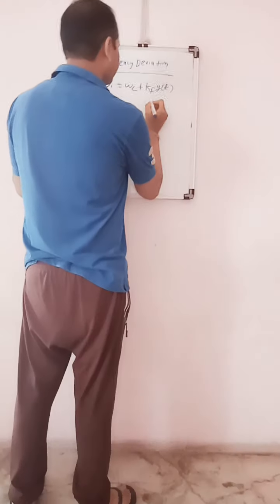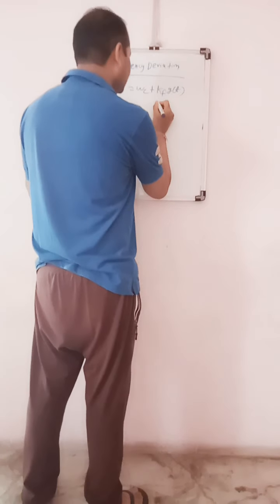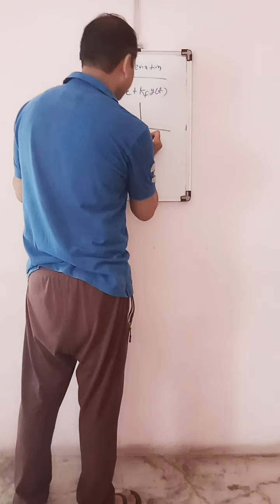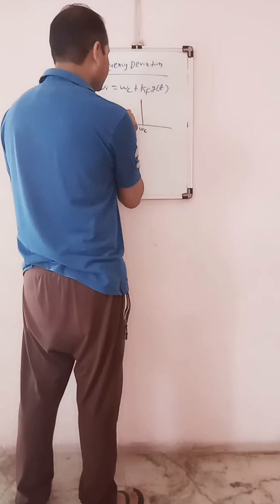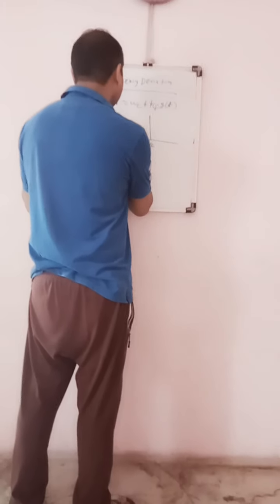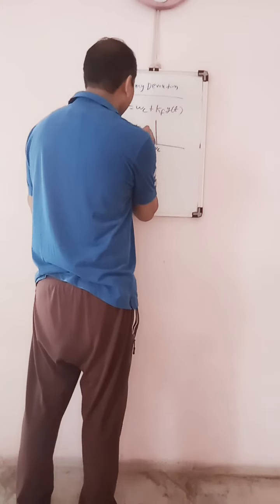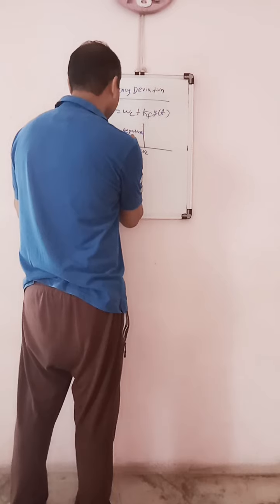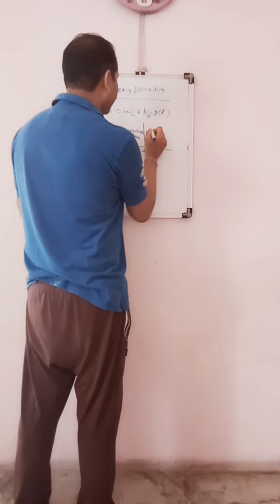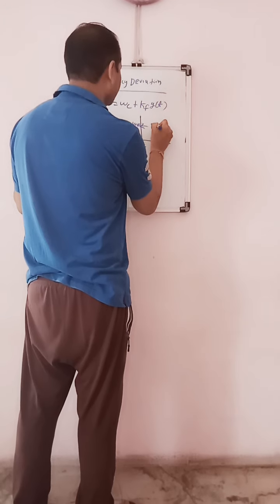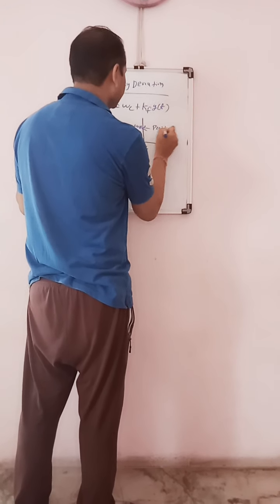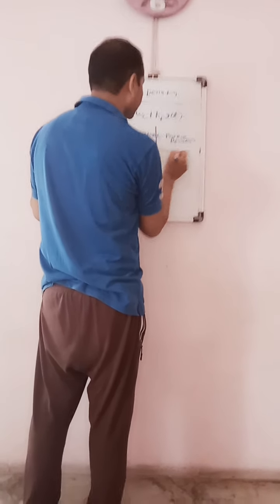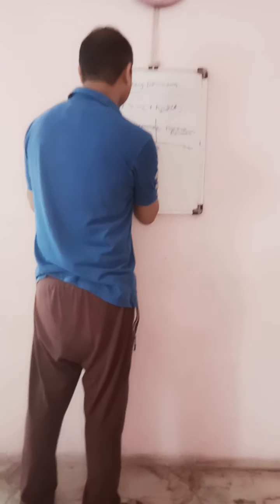So what is the frequency deviation? I will represent it in the form of a diagram. This is your frequency, omega c, the carrier frequency, and it will deviate either in the positive direction or in the negative direction. So this is the negative deviation, and this is the positive deviation. This is denoted by delta omega.